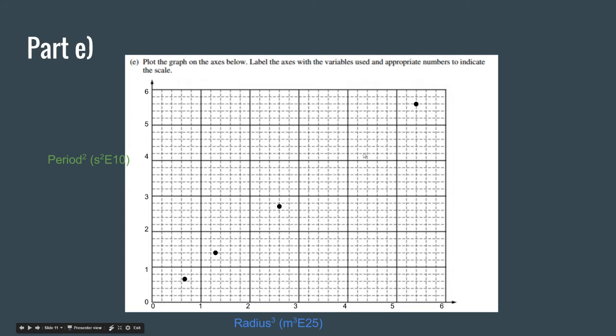And you can notice already that this is a linearized graph. So we draw a line of best fit, and you're going to get variable slopes, but as long as you're pretty close, you're going to get the points for this problem.